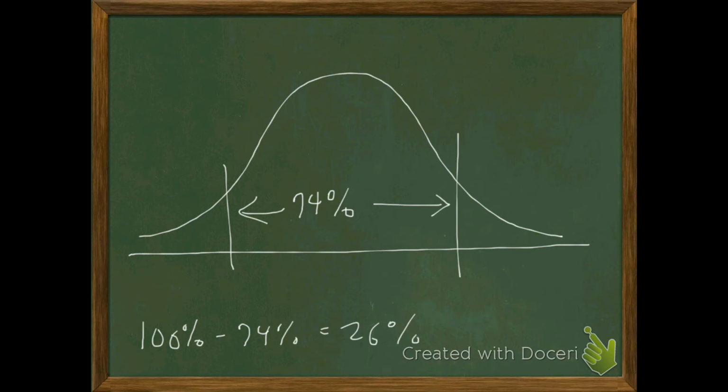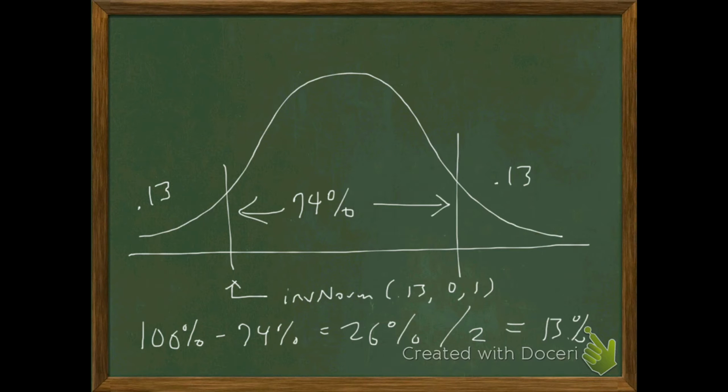So 26% is missing. Need to divide that by 2. So we have 13%. So guys, on each tail, we need to put 13%. So we should know by now that to find this one, we're going to use inverse norm. 0.13, comma 0, comma 1.